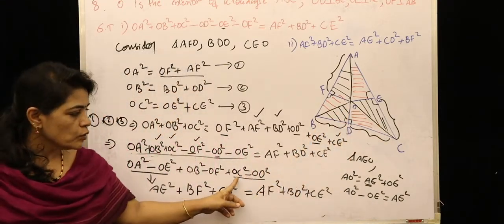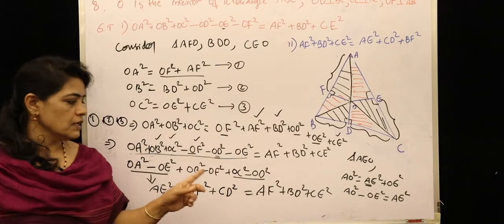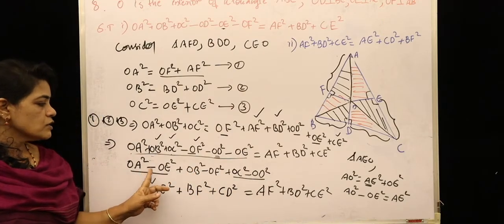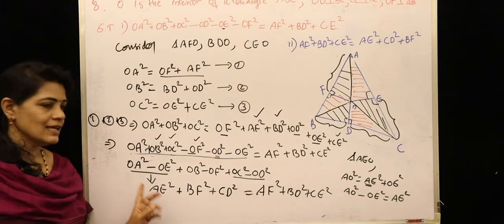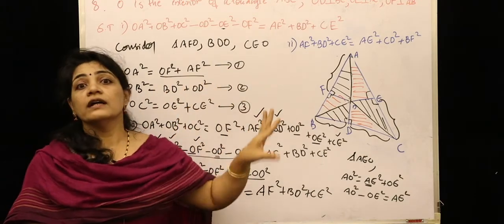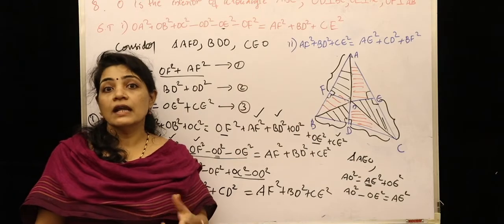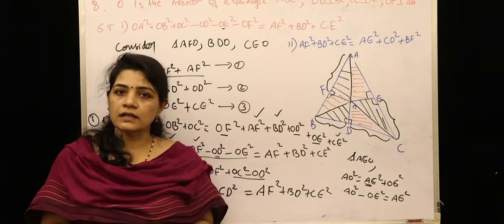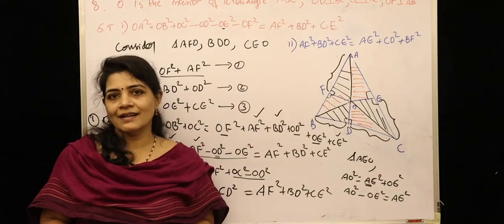See children, OC square minus OD square is CD square. OB square minus OF square is BF square. Here OA square minus OE square is AE square. Looking at the required terms, accordingly you can rearrange the terms in order to get our result. Okay, so this is the second result.